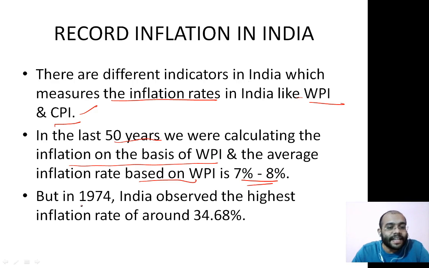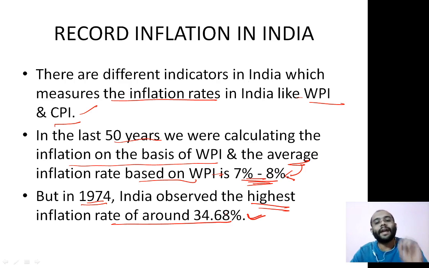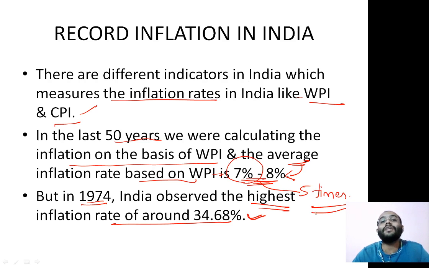But in 1974, this is the average. Remember, this 7 to 8% is the average inflation rate. But in 1974, India observed the highest inflation rate of around 34.68%. Can you imagine that? Compared to 7%, it is almost 5 times the regular inflation.